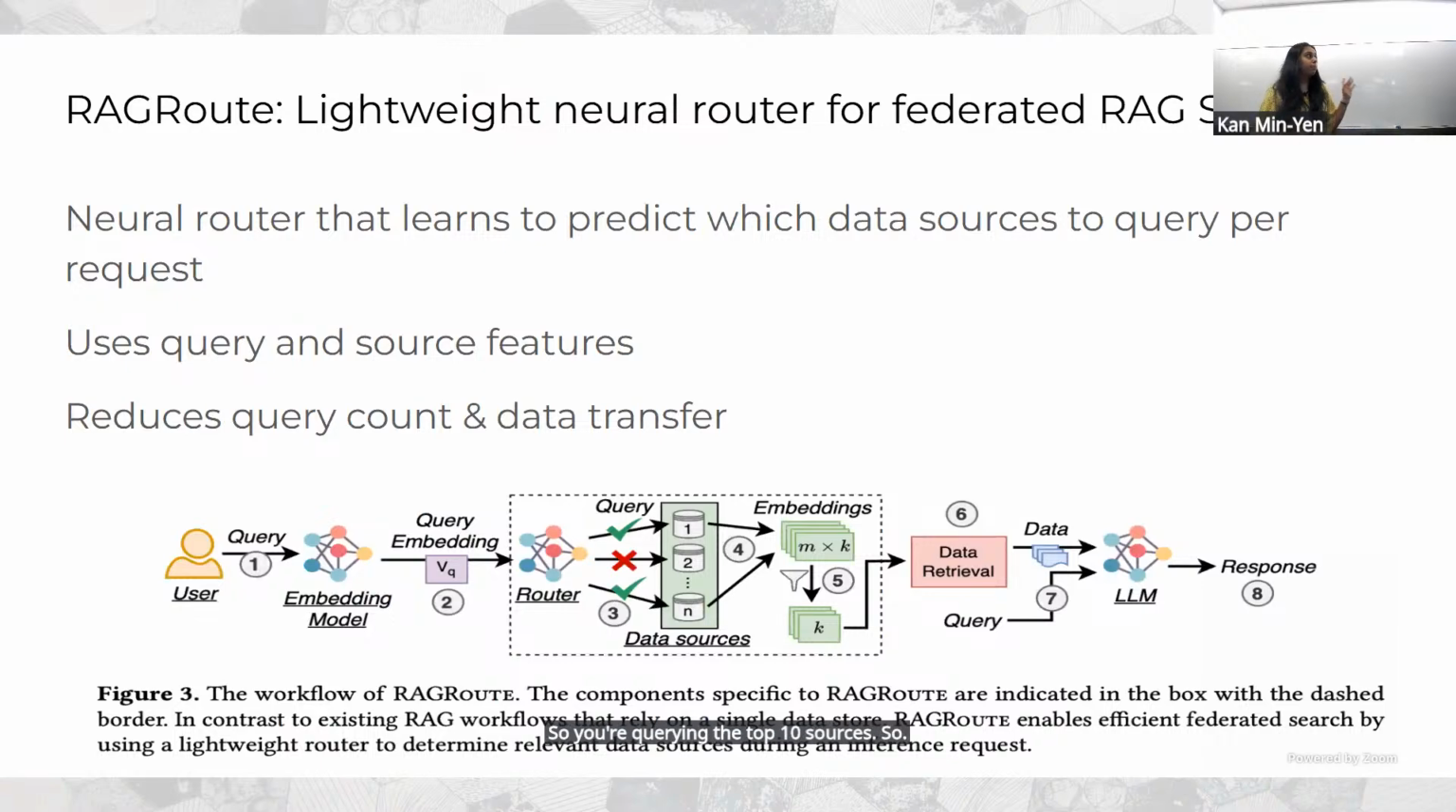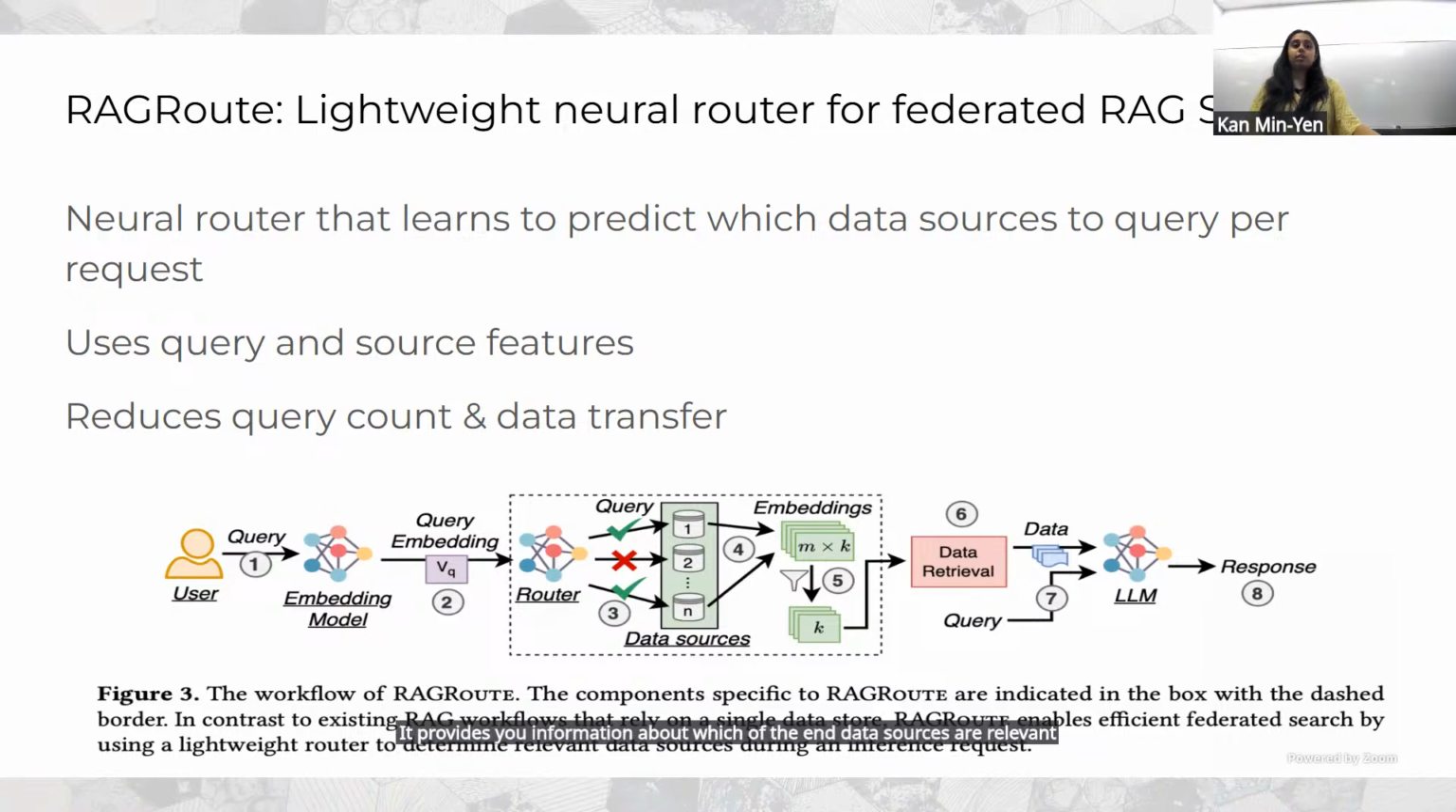The authors in the paper that I mentioned talk about RAGRoute, which is a small neural network classifier that decides which sources are relevant given the query embeddings and the summary features of each source. As you can see over here, a query is passed from the user, and we create a query embedding out of it. What is different in this pipeline is that the query embedding is passed to the router. Based on the query embedding, as well as some information about the data sources, it tells you which of the n data sources are relevant.